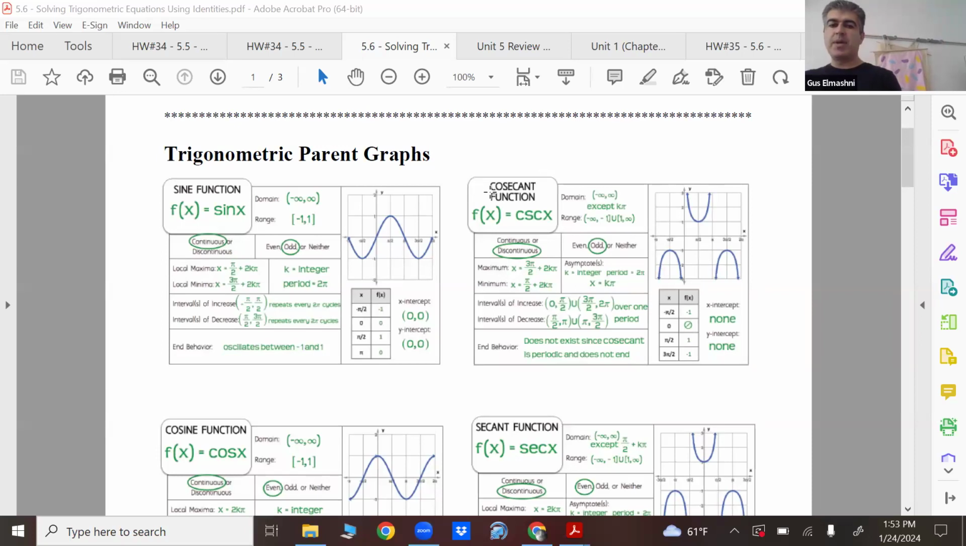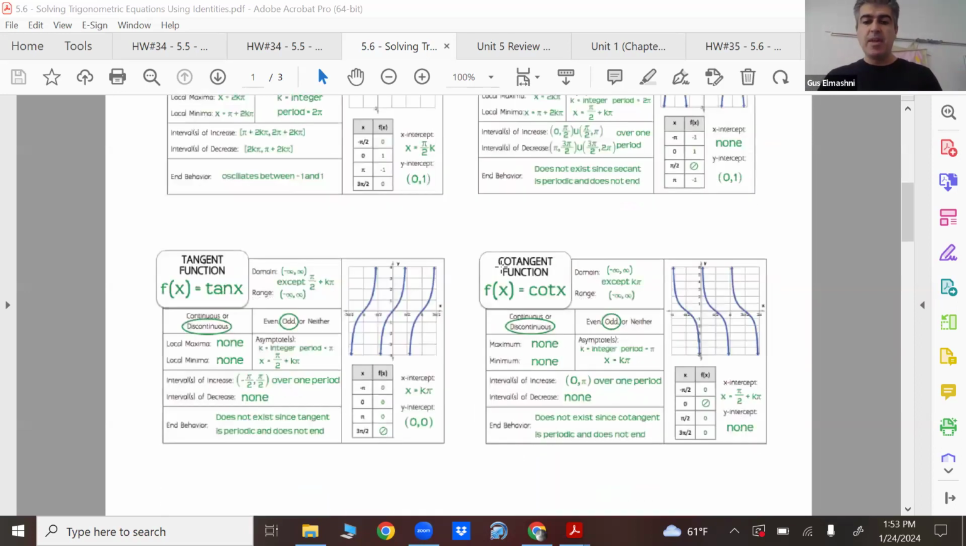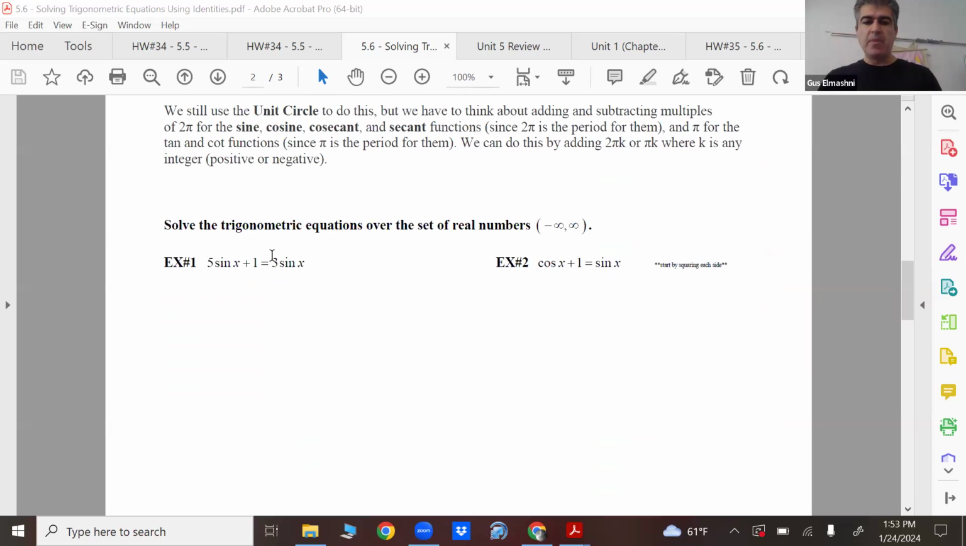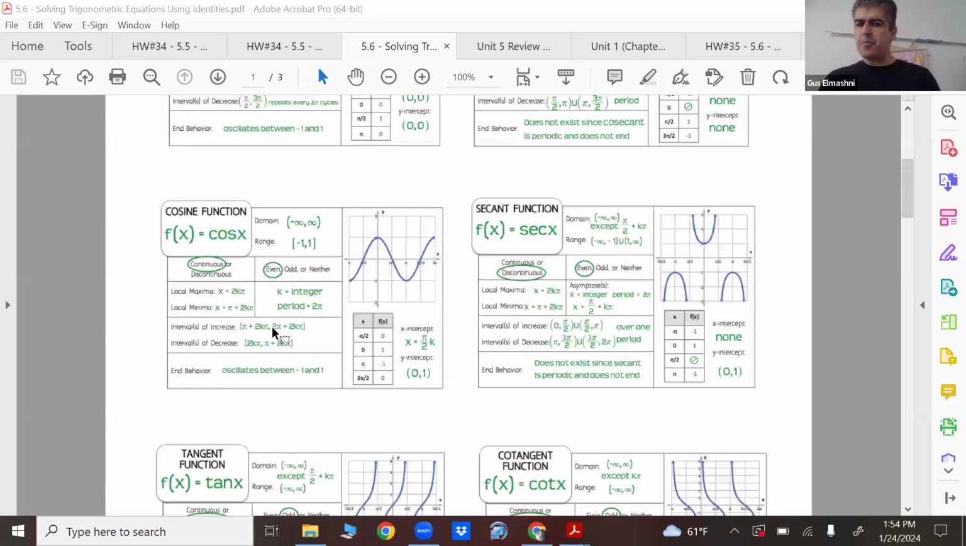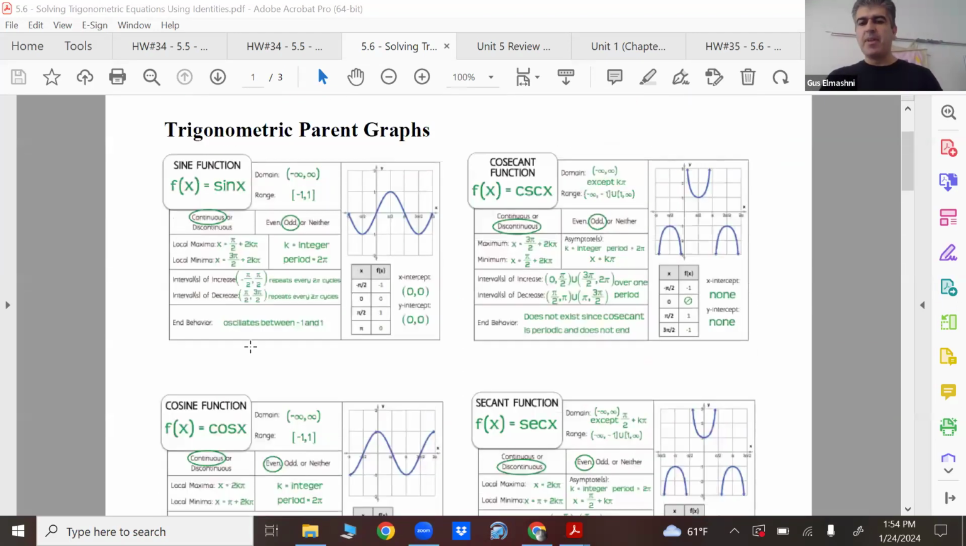All right, guys. So first off, trig parent graphs. Whenever you're solving trig equations, it's good to know how the parent graphs look, because when you're solving an equation, you're trying to find points of intersection between two expressions. For example, if we're solving this trig equation, 5 sine x plus 1 equals 3 sine x, those are two different trig functions, and you're looking for where they intersect. Or you can move everything to one side and find x-intercepts. Either way, you want to think of these graphically.